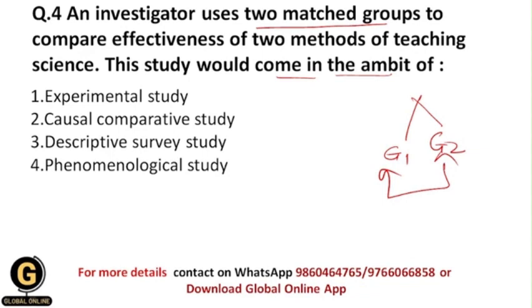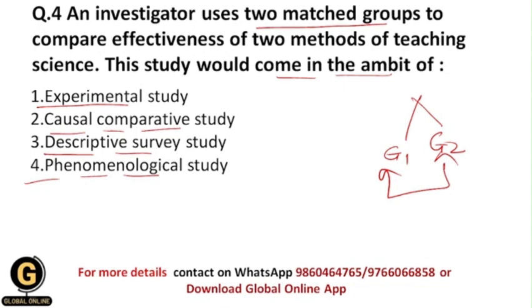For such a study, what kind of study am I going to follow? Whether it is an experimental study, a causal comparative study, a descriptive survey study, or a phenomenological study. As here there are two groups, and these two groups are matched groups, and we are going to compare these groups, we are going to assess the effectiveness of two methods of teaching science.